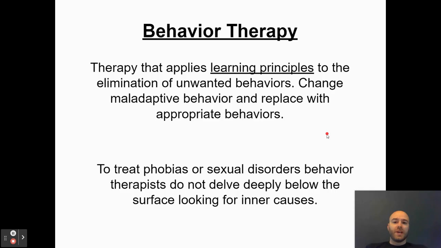So next up, we have behavior therapy. All right. So if you want to think behaviorism, it's all about the learning principles that we've discussed through operant and classical conditioning. And that's where this is going to center around. So therapy that applies learning principles to the elimination of unwanted behaviors. So they're going to change maladaptive behavior and replace it with appropriate behaviors. That is the aim on your chart, the aim of this therapy. Change maladaptive behavior and replace it with appropriate ones.